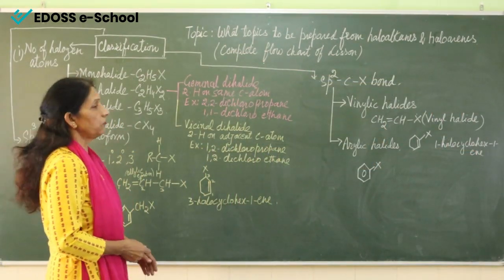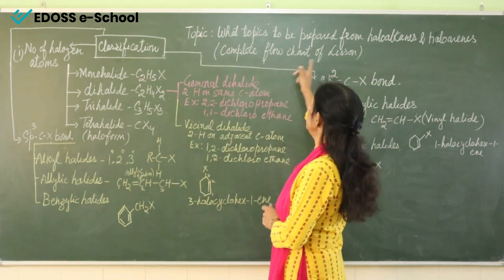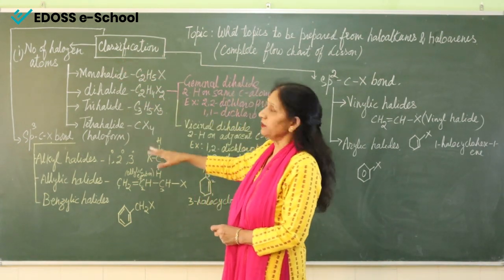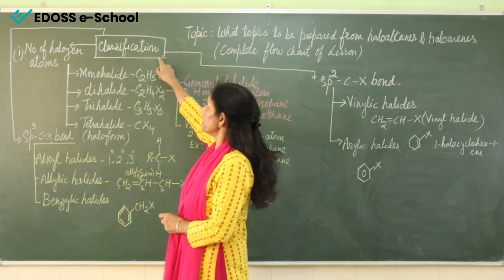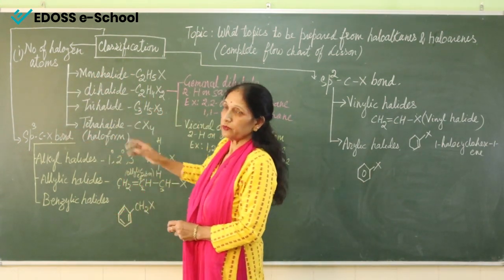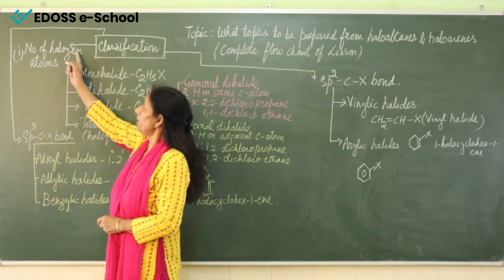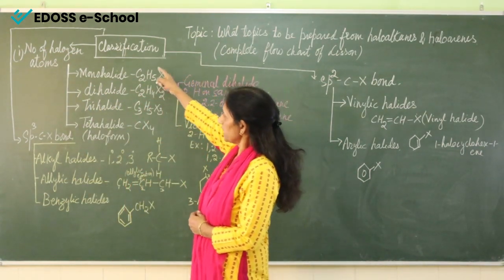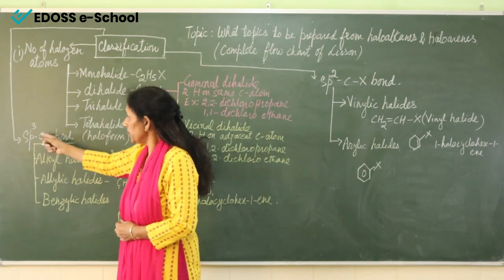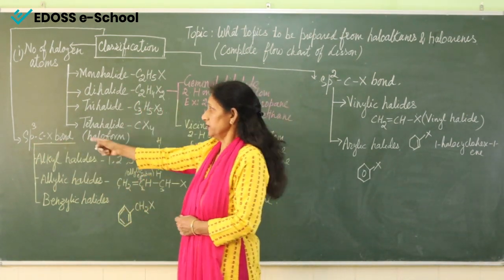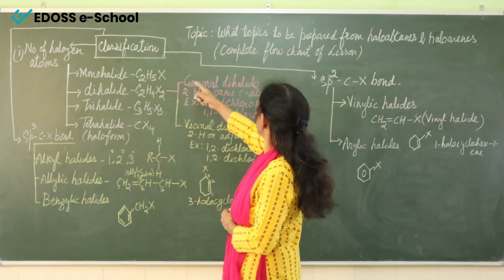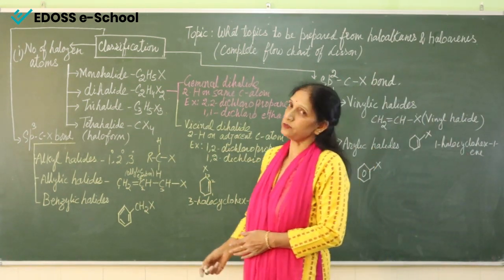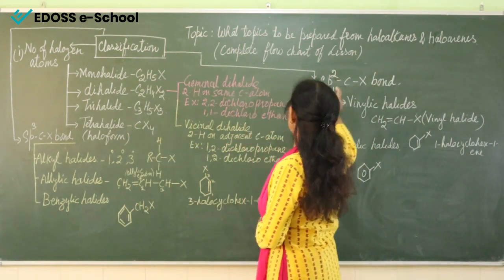Okay, so now we are coming to the first topic of haloalkanes and haloarenes, that is classification. Now see how we can classify. I have already mentioned that classification is based on 3 bases. First is on the basis of number of halogen atoms. Second is on the basis of sp3 hybridized carbon atom, and third is on the basis of sp2 C-X bond, or sp2 hybridized carbon.